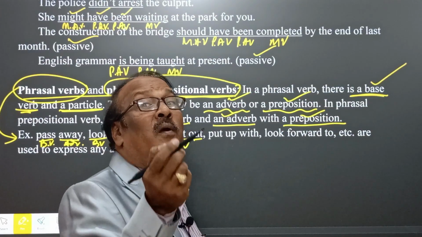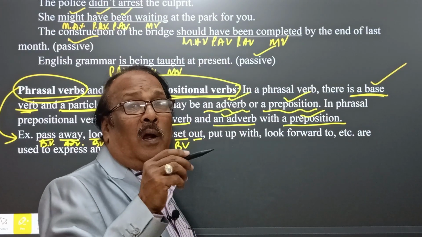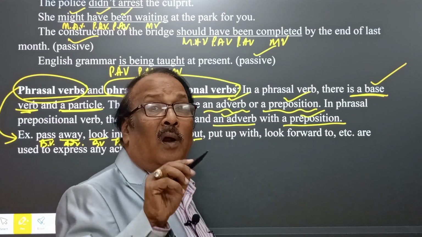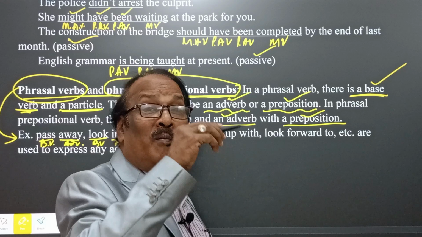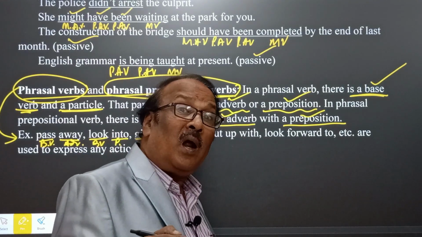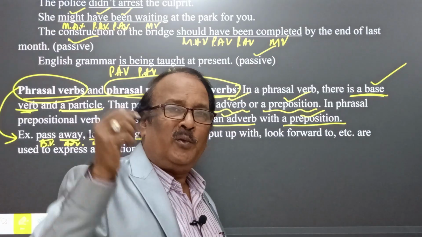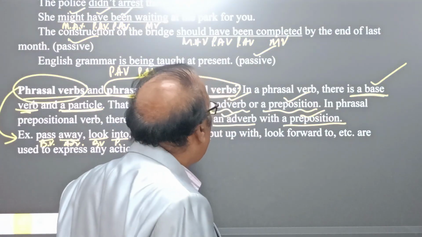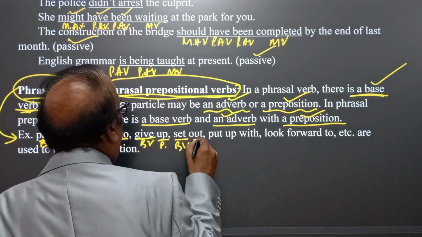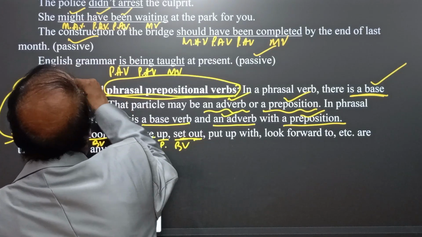Whenever it qualifies the verb it is an adverb, and when it qualifies the noun, it is a preposition. But some prepositions are also used as adverbs. We will discuss that in subsequent classes. Next come put up with. Yes, these, like set out, are phrasal verbs.